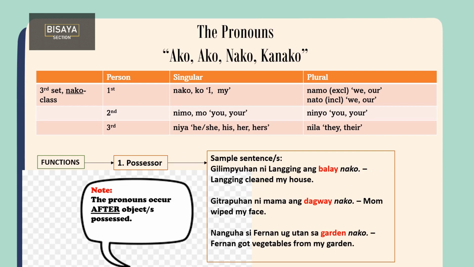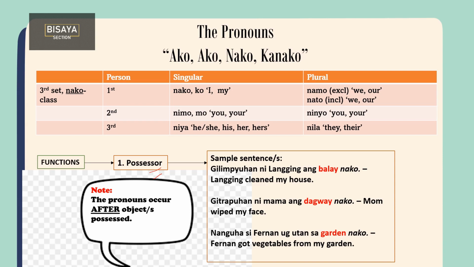Okay, we're up to the third set, pronounced as nako. Nako means I or my when it is the first person singular. And one of the functions of nako is the possessor of an object. First note is that the pronouns occur after the objects possessed. So, nako always occurs after the object possessed.